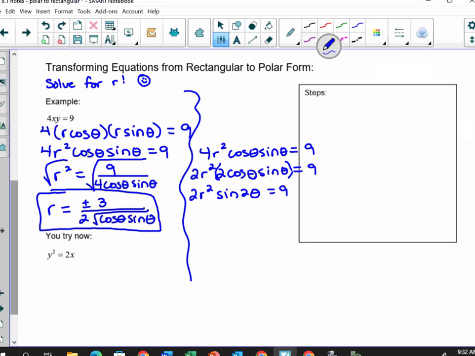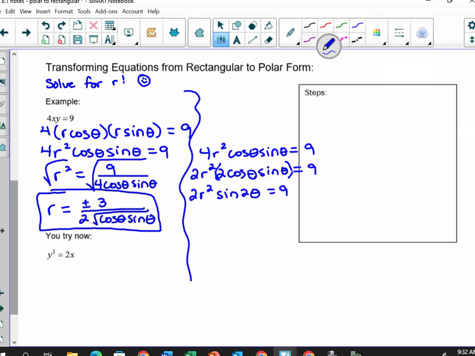Good question. Sometimes the way I'll give you these on an assessment, it might be a multiple choice, and I'll say it converts to which of these. I might not put the plus or minus 3 over 2 square root of cosine sine. I might put this one. So you have to be able to just keep messing with it until you see that. They're hard as multiple choice questions.